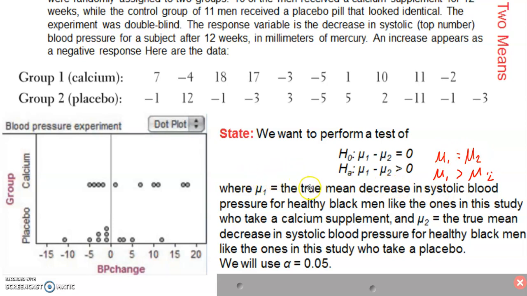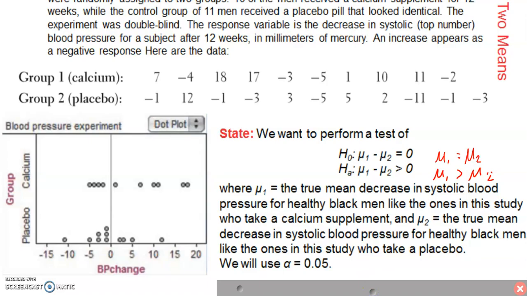mu1 is the true mean decrease in systolic blood pressure for healthy black men, like the ones in this study, who take a calcium supplement. mu2 is the true mean decrease in systolic blood pressure for healthy black men, like the ones in this study, who take a placebo. And we're going to use our significance level of 0.05.